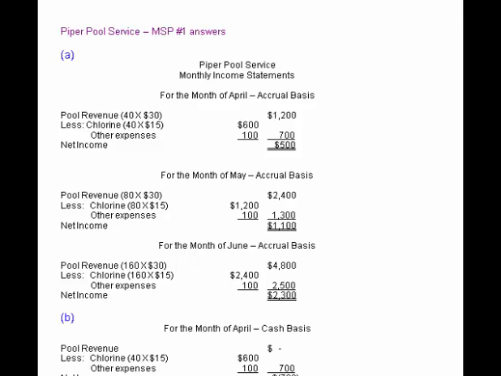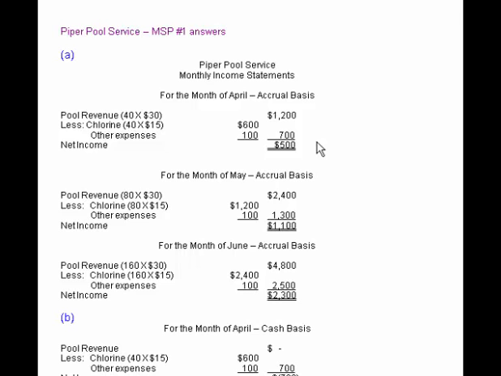So for the month of April, this is to the left of my mouse here, they had pool revenue of 40 units times $30. The chlorine cost was $15, so that times 40 units is $600. We had another $100 of expenses. We add the expenses, we net it from the revenues, and we come up with income of $500.